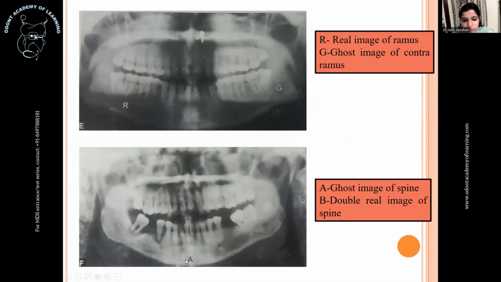The ghost image of the spine: the patient is not standing erect. It has come in this particular mandibular anterior region. You can see a double real image of the spine in this particular region. See, so it has come as a radio-opaque shadow.